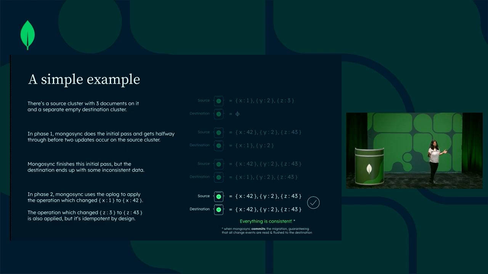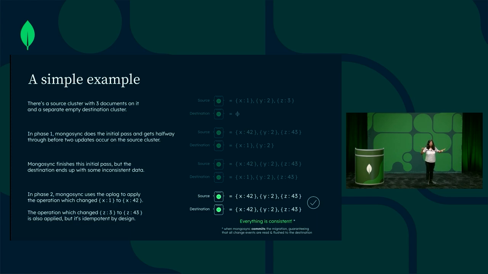When everything is consistent, at this point, you get to commit. And you can choose when you want to commit. MongoSync tells you when it's ready to commit. This is the only time you would need a little bit of downtime, and it's in seconds. We'll talk a little bit about that. And at this point, your application can cut over from source to destination.